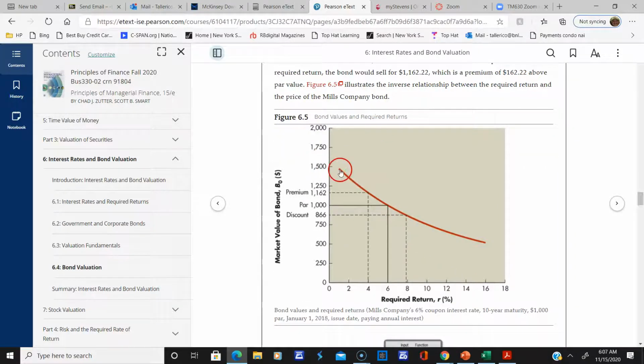So here's the graph that shows as the required return goes up, the price of the bond goes down, if you follow this graph right here. So this is an important graph to know about. This is called a convex curve. Notice it's not linear, it's convex. Here your required return is at 6, and you go up and you're at par. Here you are at 4 and you're at a premium, and here you are at 8 and you are at a discount.